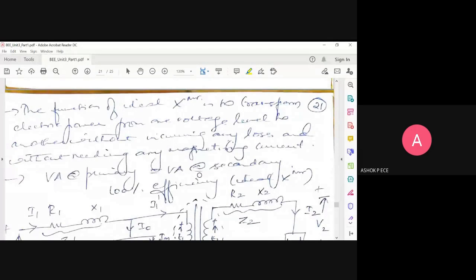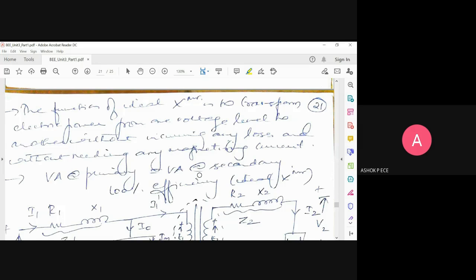And by the law of conservation of energy, the volt ampere at primary will always be equal to the volt ampere at secondary, which I can say as V1 I1 equals V2 I2. Or if you rearrange, you get V1 by V2 equals I2 by I1. That's how we see that voltage and current are inversely proportional. A high voltage primary will have a low current, and a low voltage primary will have a high current.